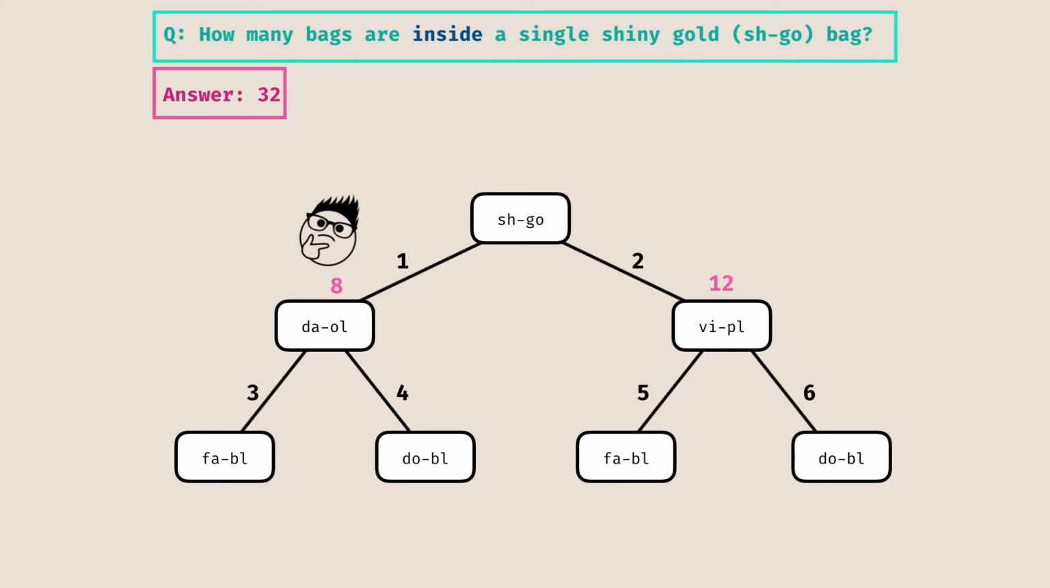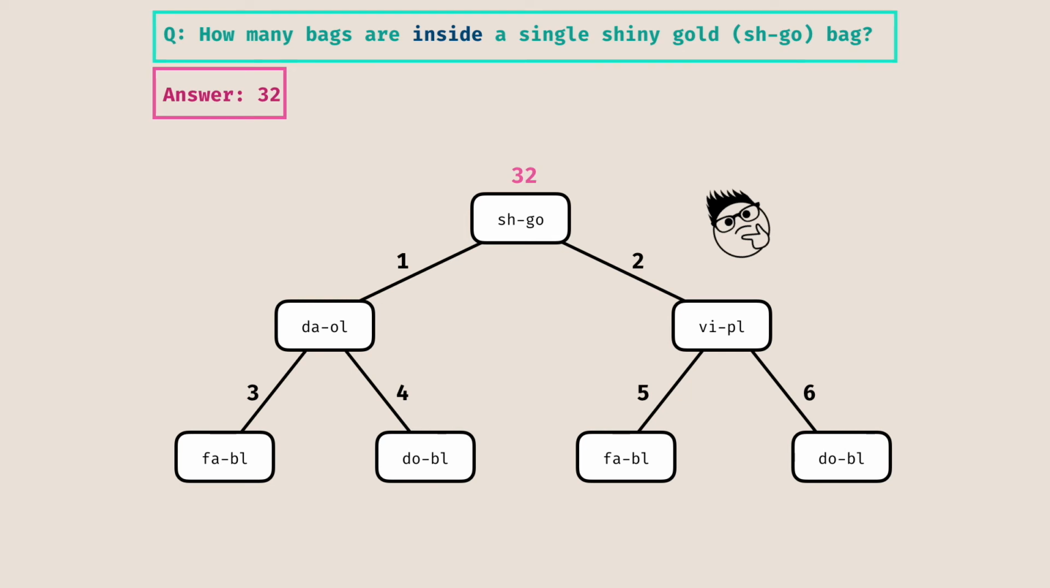So I take this 8, multiply it by the 1, so I just still bubble up the 8 to the parent. And then along the other side, I take this 12 and I multiply it by the 2. That gives me 24. And I bubble that up to the parent. So from here, I can take the sum between these two. So 8 plus 24 just gives me 32. And this tells me that there are 32 bags within a shiny gold.